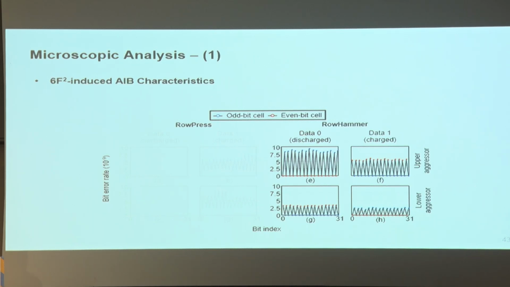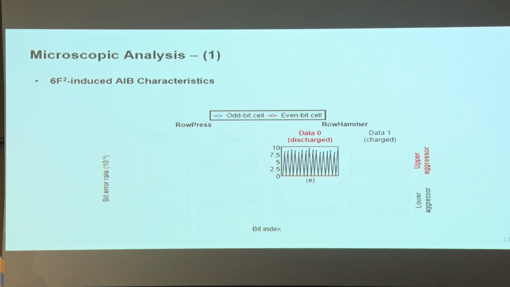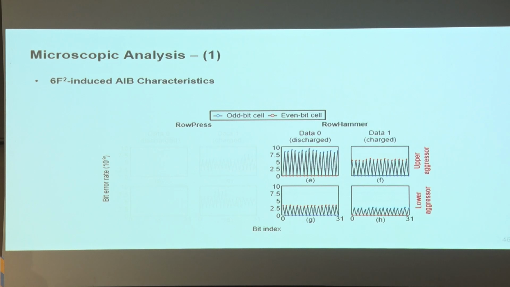However, there is a pattern. In figure E, when the data is 0 and attacked by the upper aggressor row, bit flips occur only in odd bit cells. Conversely, in figure F, when the data is 1 and attacked by the upper aggressor, bit flips occur only in even cells. If the aggressor is changed from upper to lower, the pattern reverses.